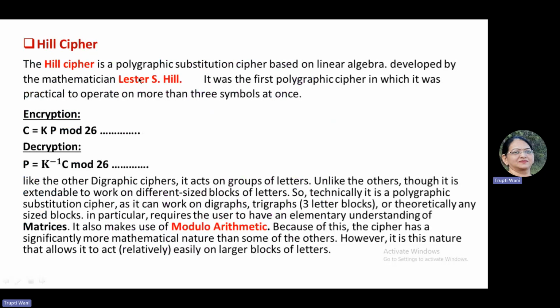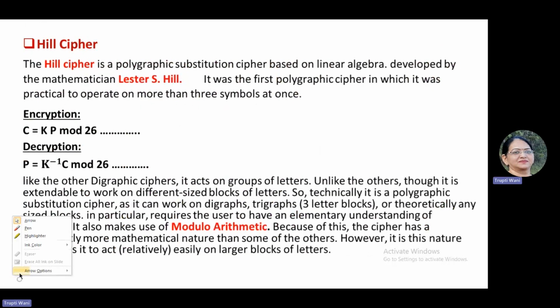Hill cipher is a polygraphic substitution cipher based on linear algebra. Now it's a polygraphic or polyalphabetic substitution. It means for occurrence of any letter, it may be possible there is a different substitution. For example, if the P occurs more than once in a plain text, then it may be substituted by a different alphabet.